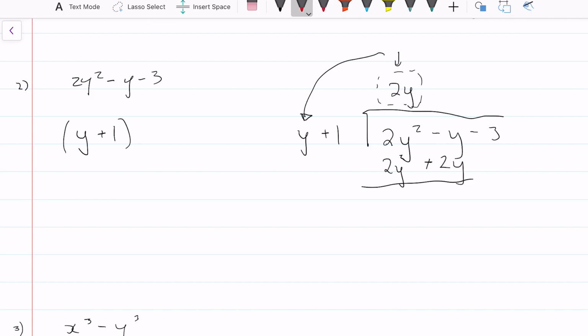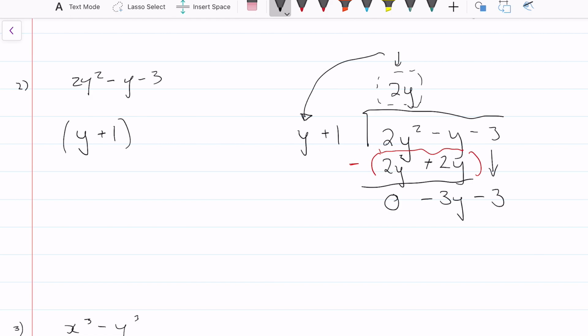Now again we take the top term minus the bottom term, which gives us 2y squared minus 2y squared is 0, minus y minus 2y is equal to minus 3y, and we pull this straight down, minus 3.